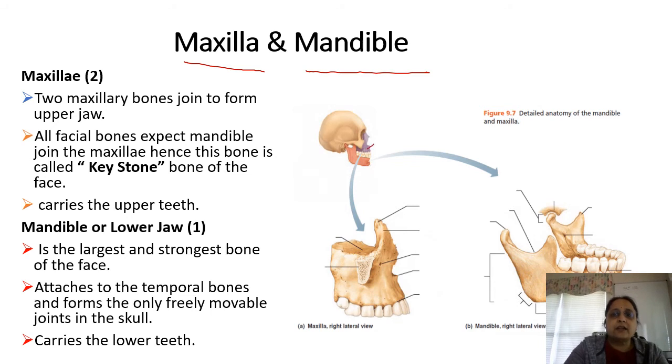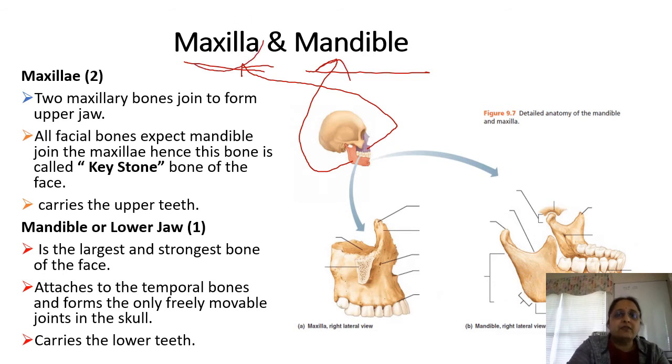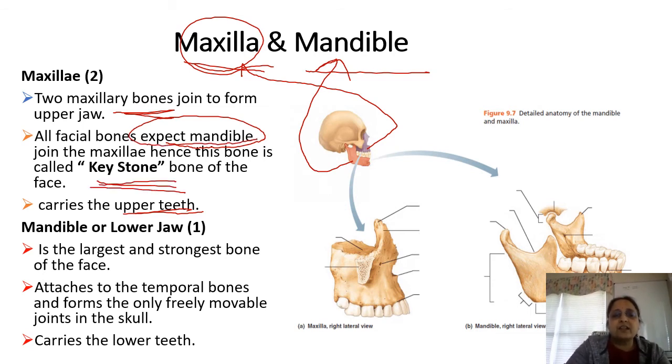Maxilla is the upper jaw, and mandible is the lower jaw. Maxilla is formed by the two maxillary bones and is where the upper teeth are located. And the main point here is that maxilla is attached to all the facial bones except the mandible. Therefore, this particular maxilla is known as the keystone bone of the face.